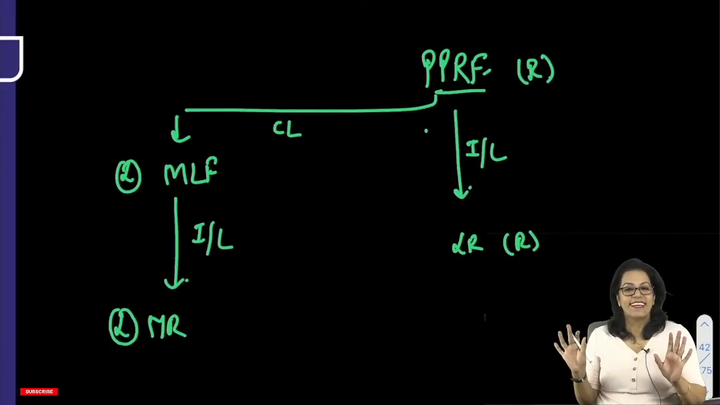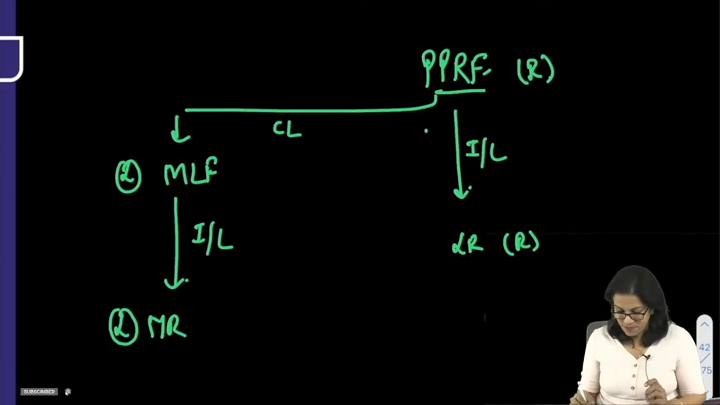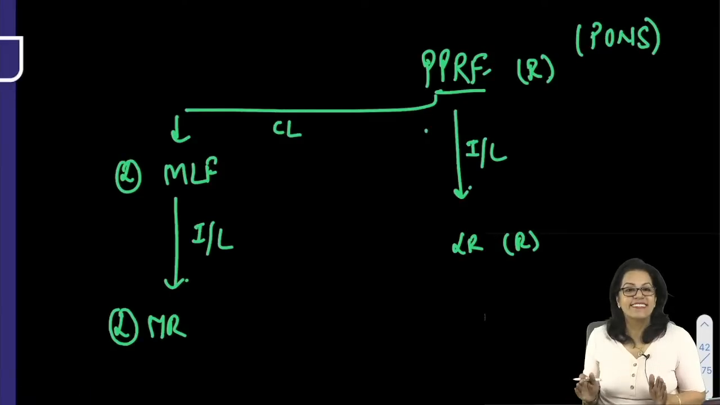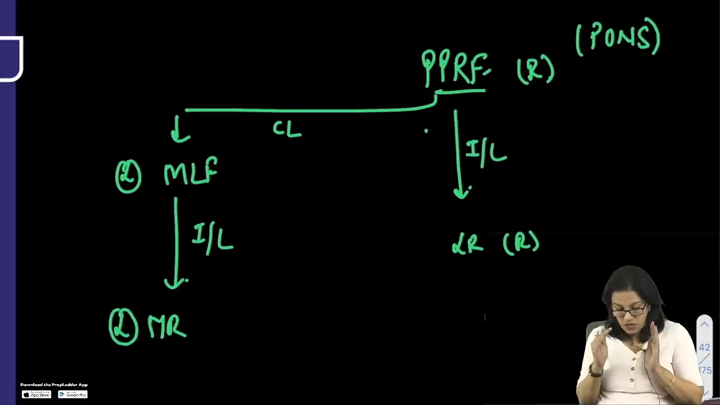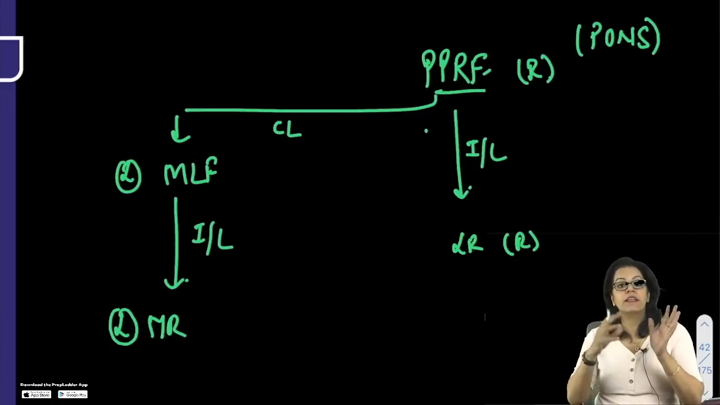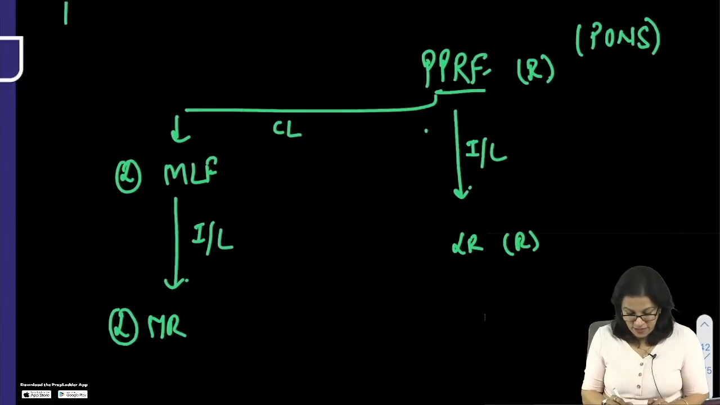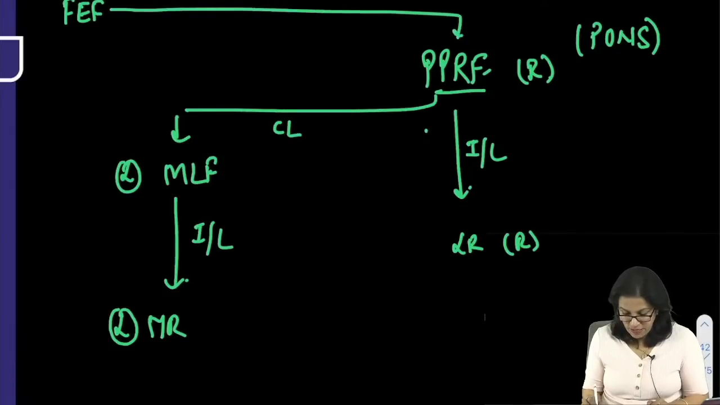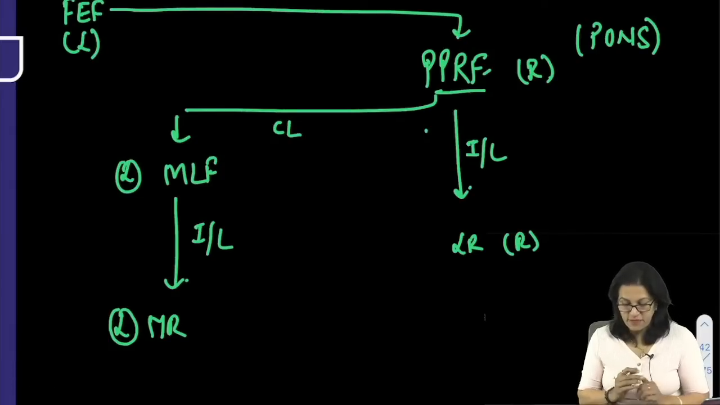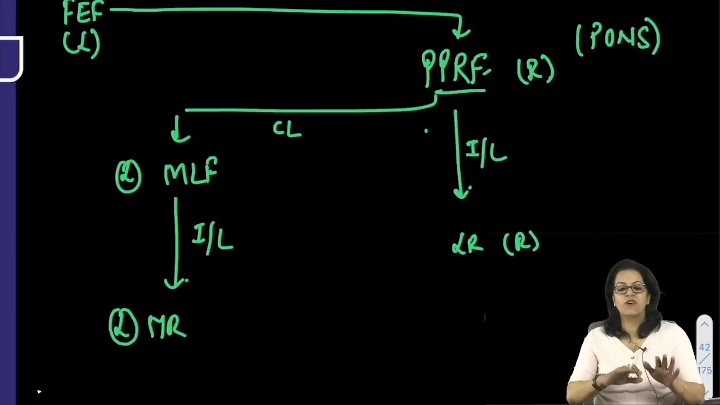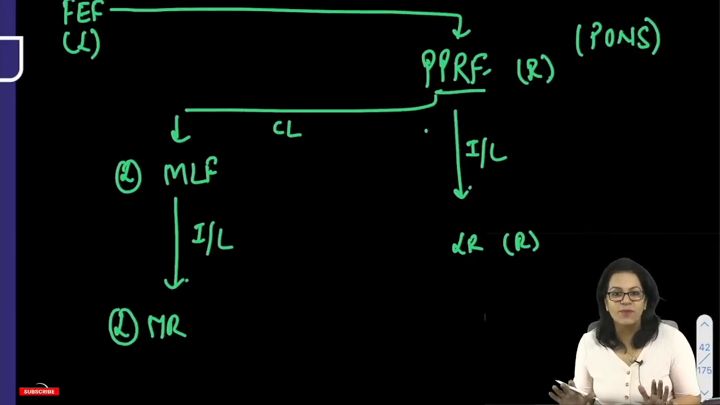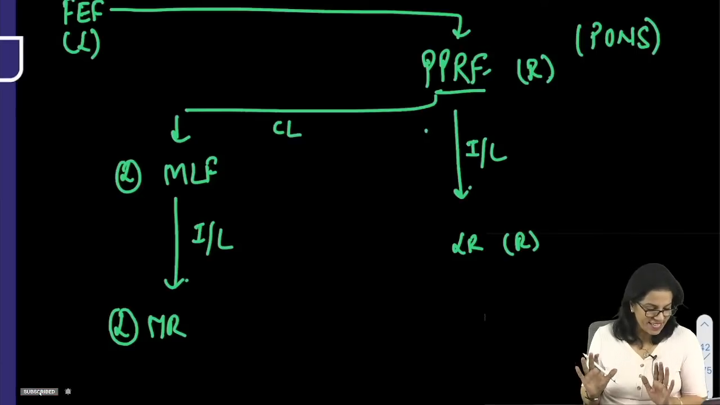Simple? So now your horizontal gaze center is simple. It is situated in the pons, it is the PPRF, and this is how it works. We all understand this, that PPRF is also monitored by the contralateral frontal eye field. From the other side: right PPRF, left-sided frontal eye field. So this is the whole picture and the whole story in the most simplified manner. Hope it is clear to you.